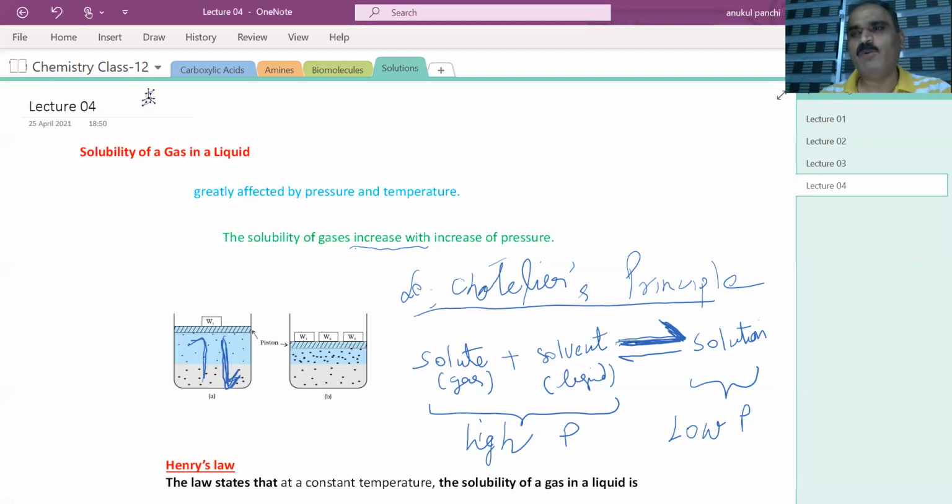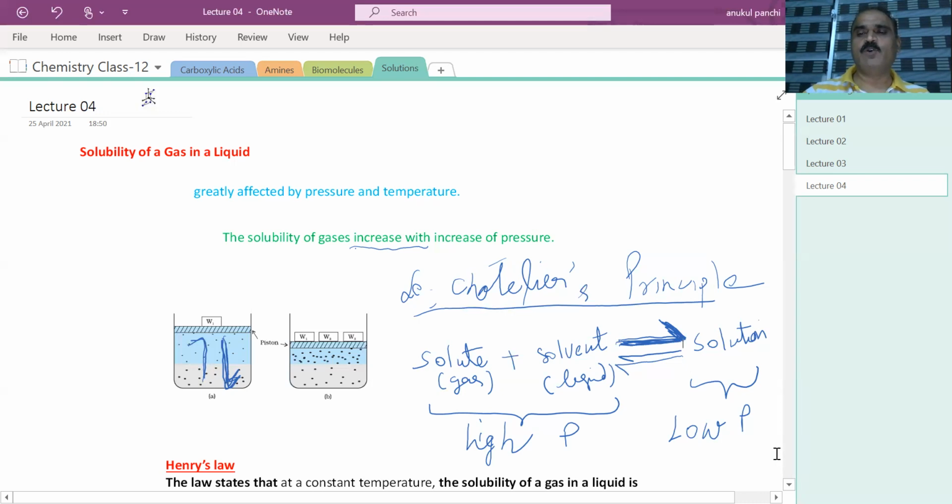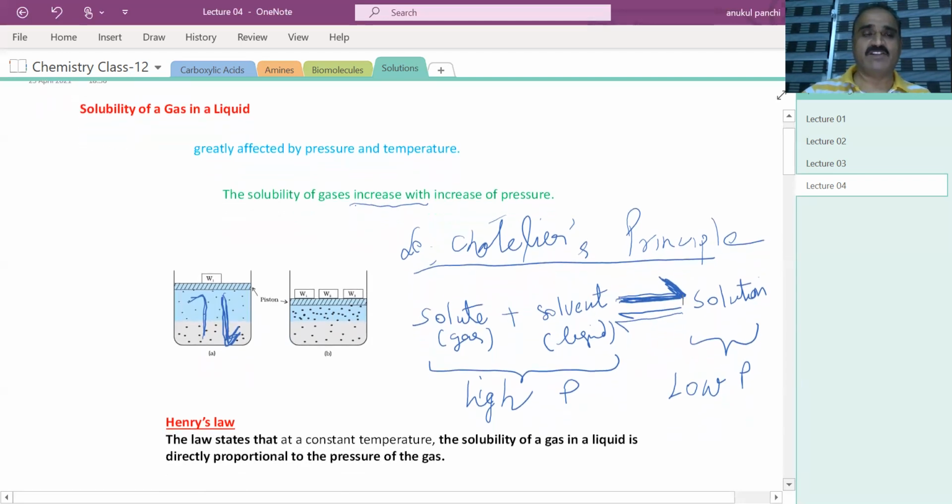And if we decrease the pressure, if we pull this piston out, what will happen? Pressure will be decreased. Now, equilibrium system will have a tendency to increase its pressure, and for that purpose, the gas solute will come out of the solution. You must have seen when we open a cold drink bottle, gas comes out, fizz comes out. That comes out because pressure is decreased and equilibrium shifts towards backward direction. Okay, now you got it.